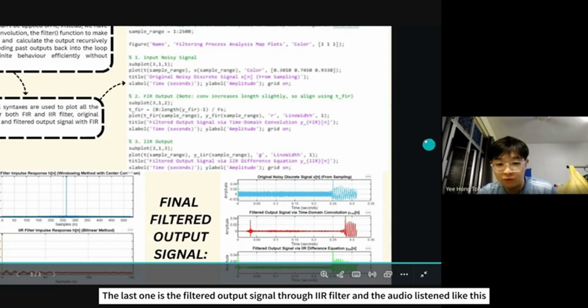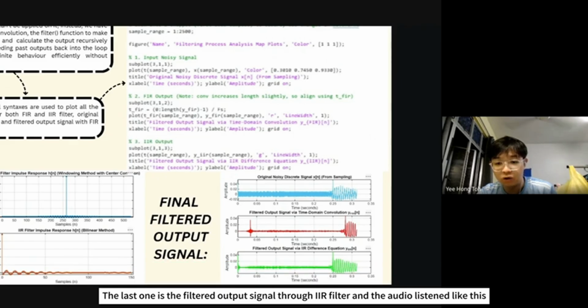The last one is the filter output signal through the IIR filter, and the audio sounds like this.